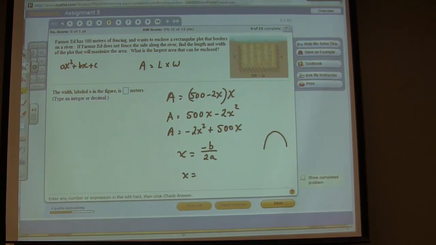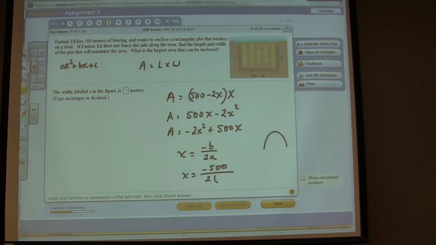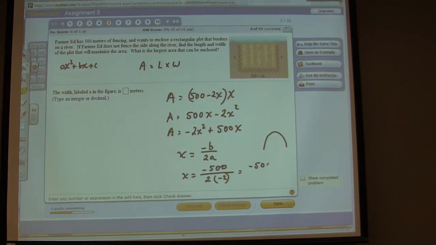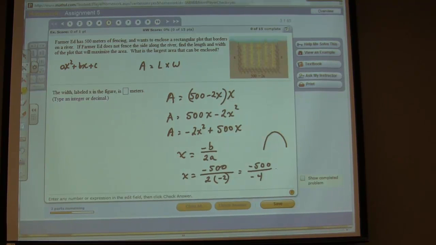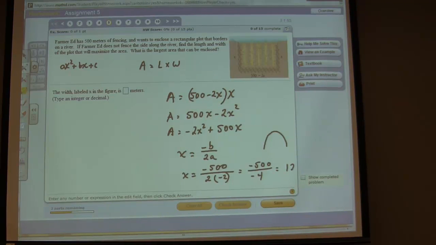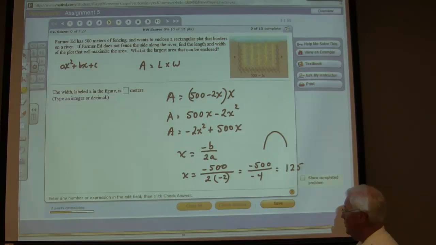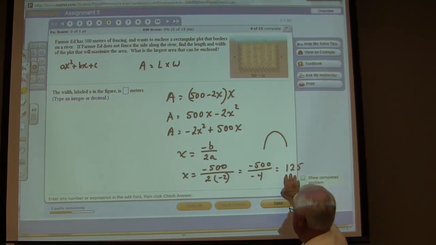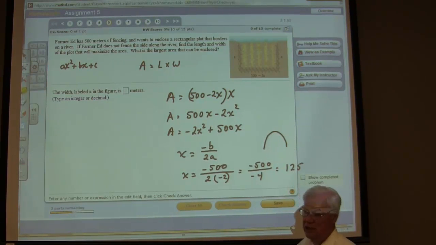Well, we have that. The number in front of x is 500. So x is going to be minus 500 divided by 2 times, well, the number in front of the x squared is negative 2. So this is minus 500 divided by minus 4. That equals 125. So that's where it occurs, when x is 125.